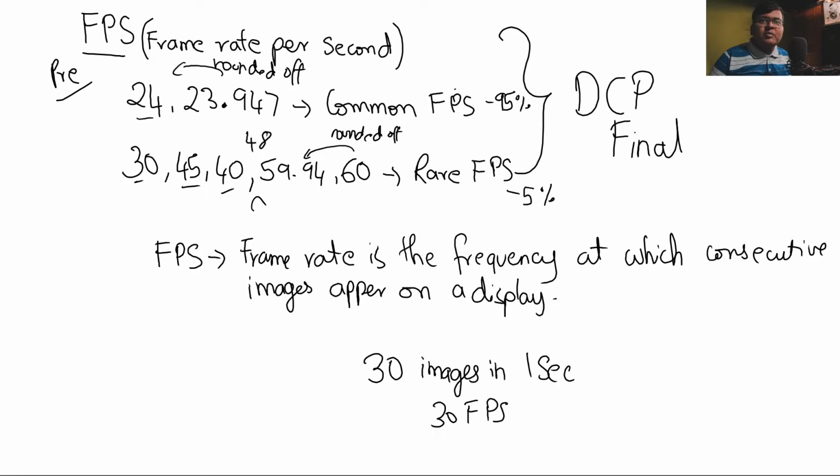And I'm talking about the DCP final, not the shooting of the movie, because many slow-mo shots are done on a camera which has 60 or 120 FPS. But this will be the final. Whenever the DCP is being generated, the timeline and all, in that it will be 24 FPS. And one more thing, 16 is also there.